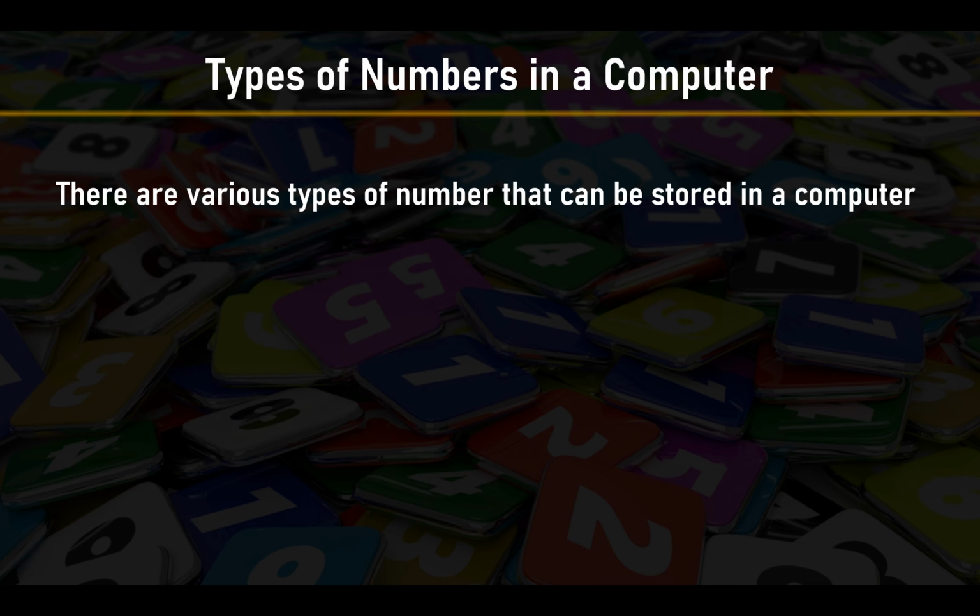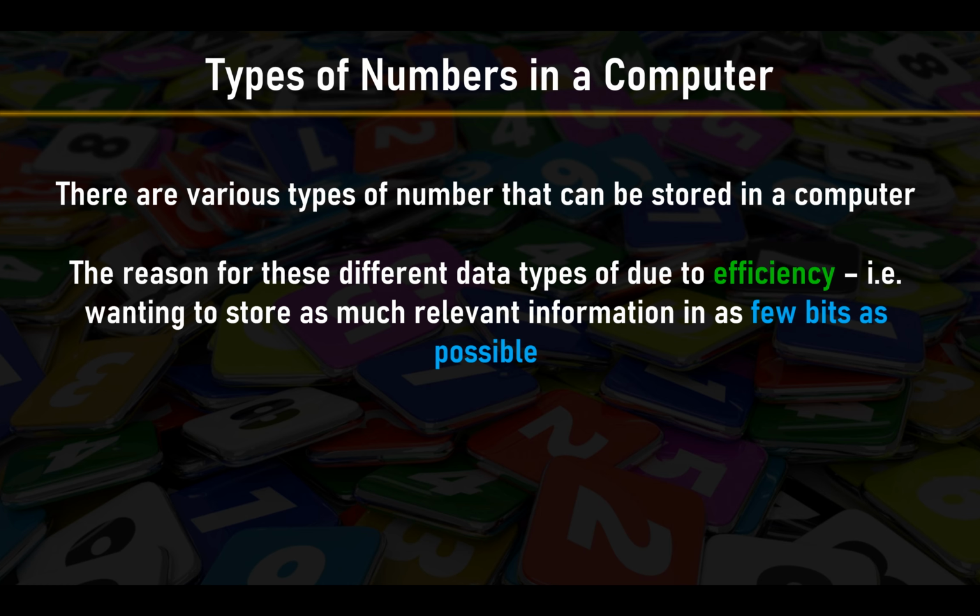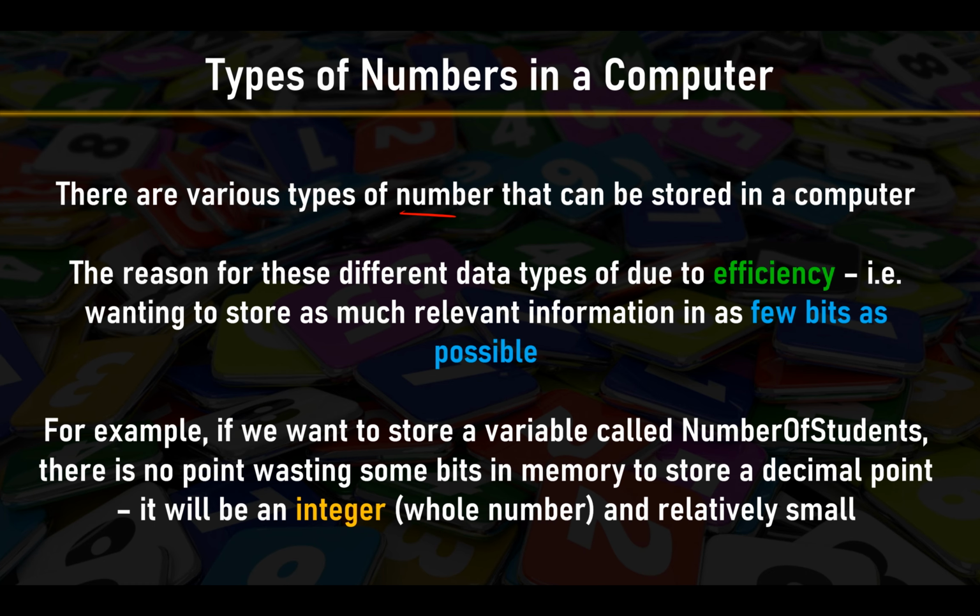So first, we want to look at the types of number in a computer, and as mentioned, there are two different types of number. One of these is integers, the other one is reals, also called floats. The reason for these different data types is efficiency, because we want to store as much relevant information in as few bits as possible. When we say efficiency, that's talking about speed and also memory efficiency, so using as little memory as possible.